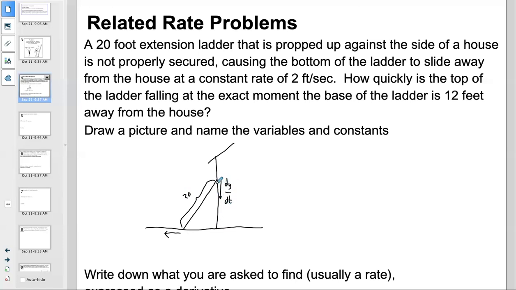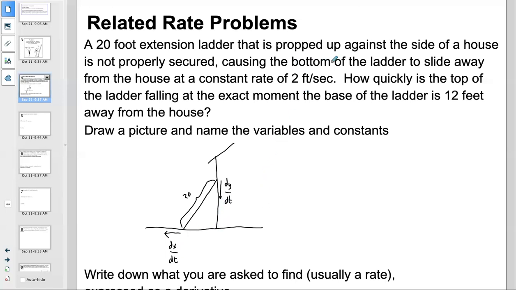How is the height of the top of the ladder changing? And this arrow here, which represents how fast the distance from the house to the ladder is changing, is dx/dt. This distance here is x, and this distance here is y. At any moment those are constants, but in general, they're changing.